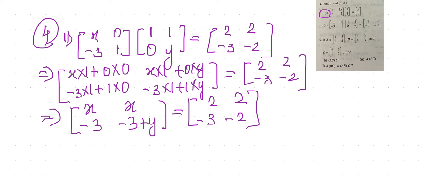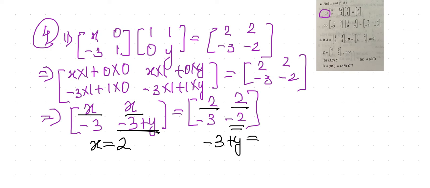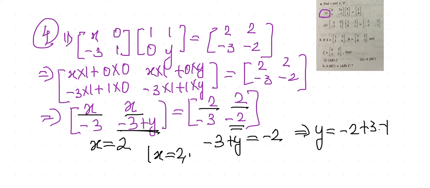So here what you are seeing, children, here x is equal to 2, here also x is equal to 2. So you conclude that x is equal to 2. And then what do you conclude, that minus 3 plus y is equal to minus 2. So you will be writing minus 3 plus y is equal to minus 2. So this implies y is equal to minus 2 minus minus 3, that is plus 3, which is equal to 1. So what are the values you are getting? You are getting x is equal to 2 and y is equal to 1. Okay, so this is an easy one. x is equal to 2 and y is equal to 1.